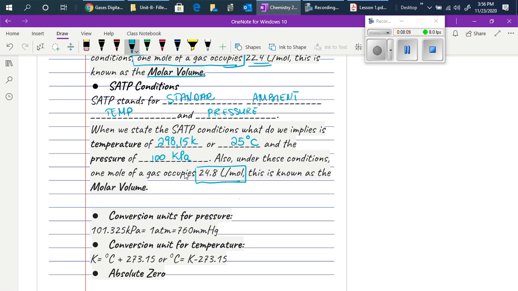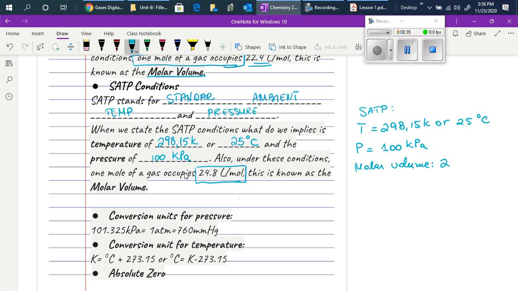Again, what you have to do is write in your data booklet: SATP conditions are temperature 298.15 Kelvin or 25 degrees Celsius, pressure is 100 kilopascal, and molar volume.